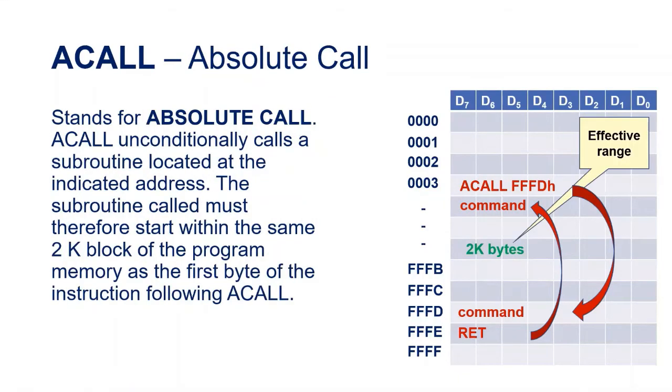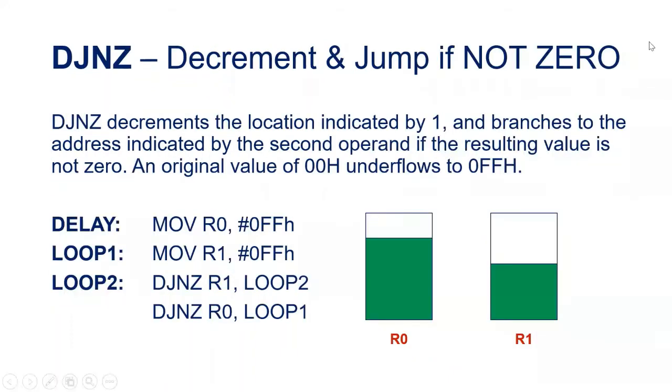Next is ACALL or absolute call. So kung meron tayong LJMP kanina, and we also have the short jump, si long call at si absolute call is just the same, or parang counterpart siya ng LJMP and SJMP. So ACALL unconditionally calls a subroutine located at the indicated address. The subroutine called must therefore start within the same 2K block of the program memory as the first byte of the instruction following the ACALL. So the effective range of ACALL ay 2 kilobytes lamang.